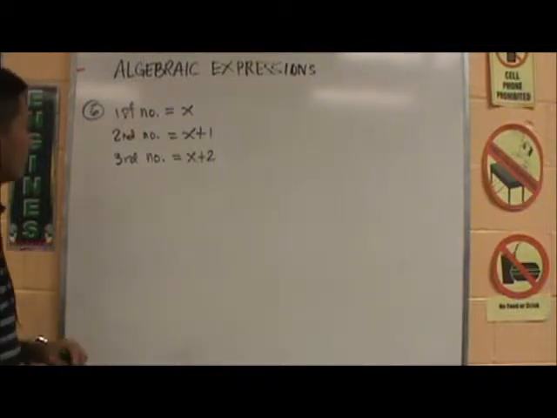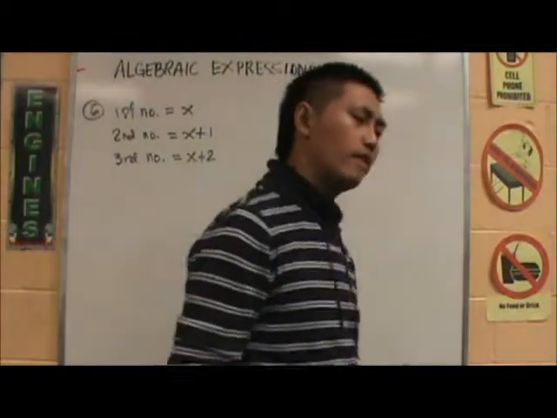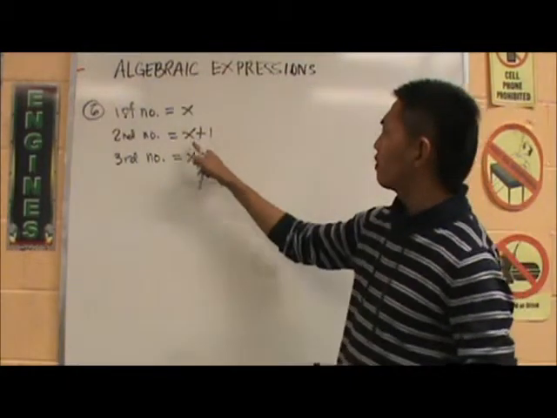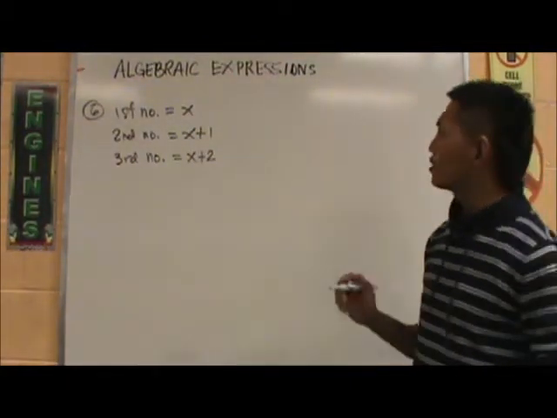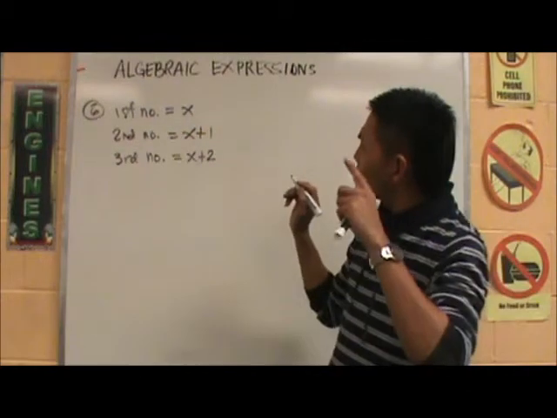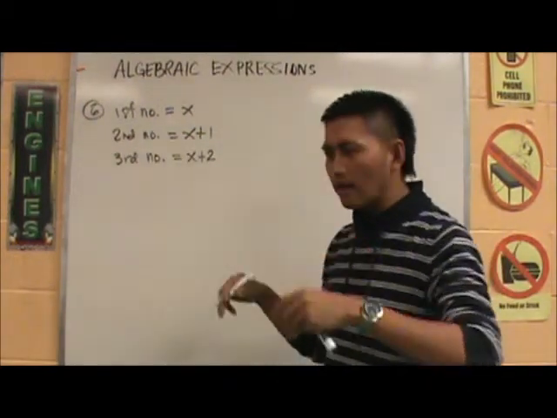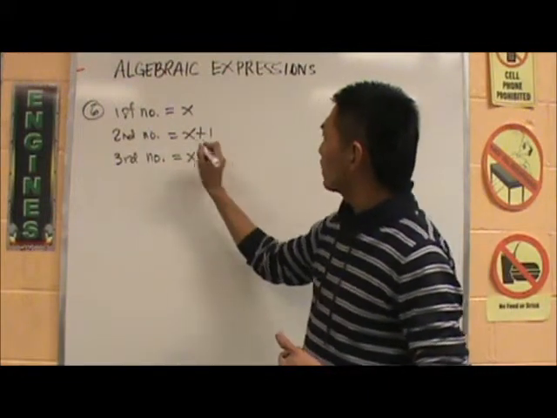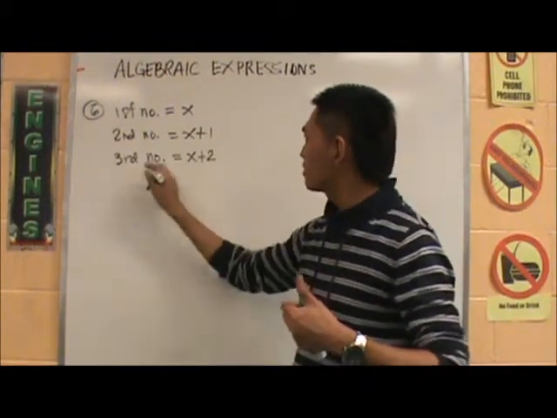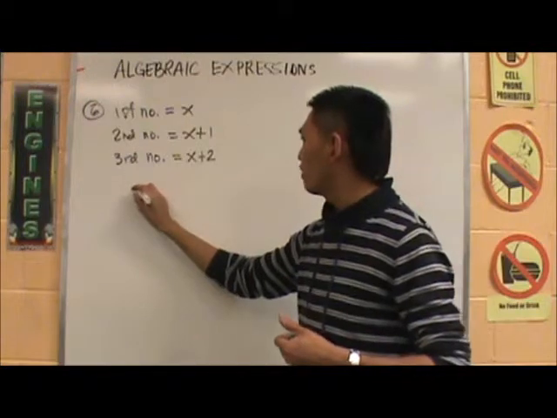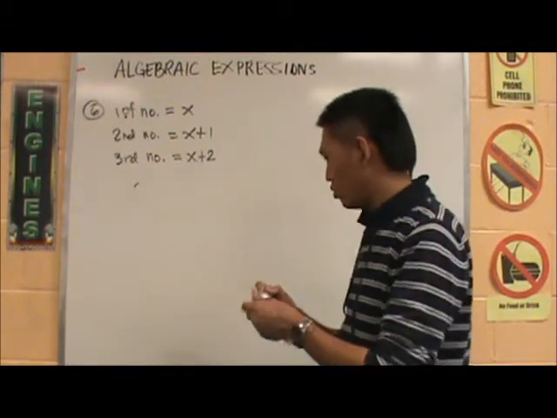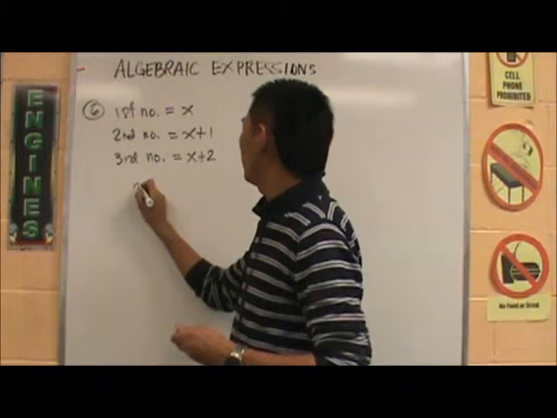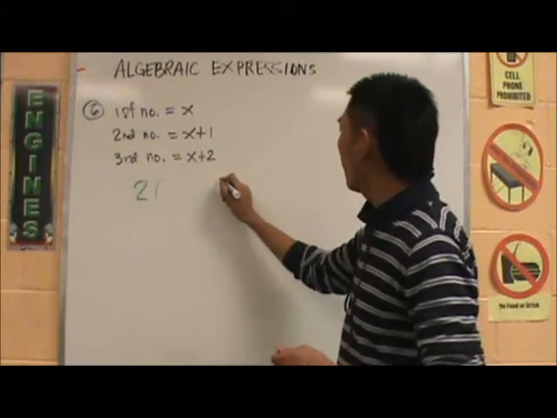Now how about this? How about if I have twice the first number? That means that if I'm thinking about twice, I have to multiply by 2. So twice the second number, which is x plus 1. So I'm just going to write 2 because of the word twice.